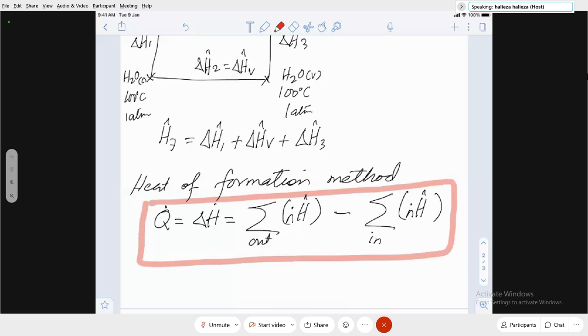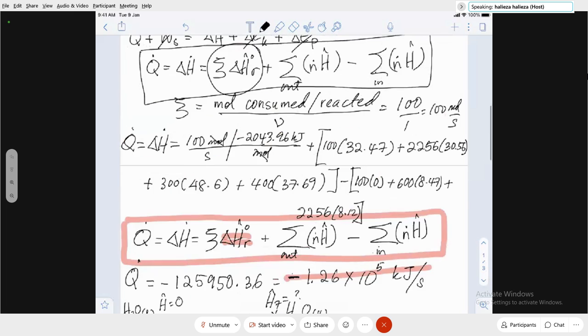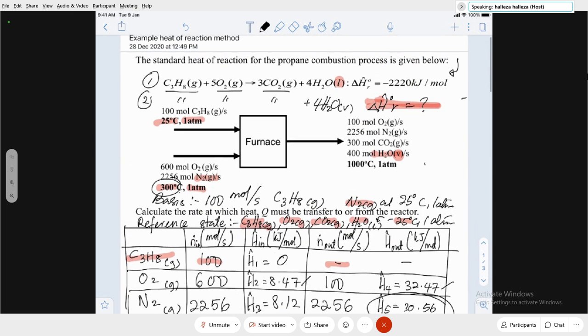So when do you use this method? When you don't know what the heat of the reaction is. For example, in this example just now, you don't have the value for the heat of reaction. But over here you do have the equation written. So since it is given explicitly, you don't need to calculate it. Then the first thing you check is the heat of reaction. If it's available, then you will use the heat of reaction method.